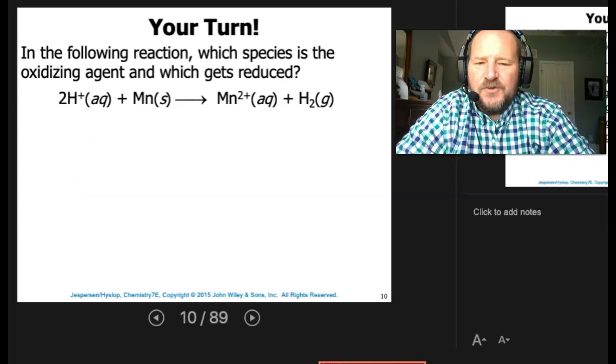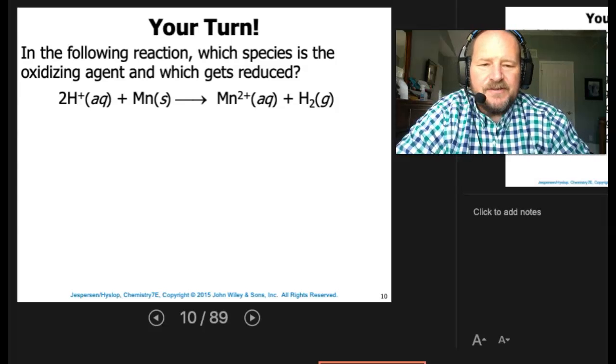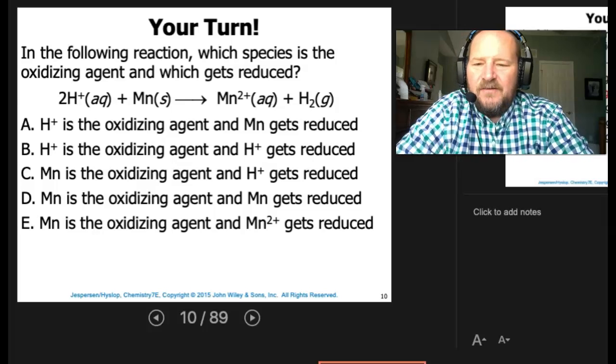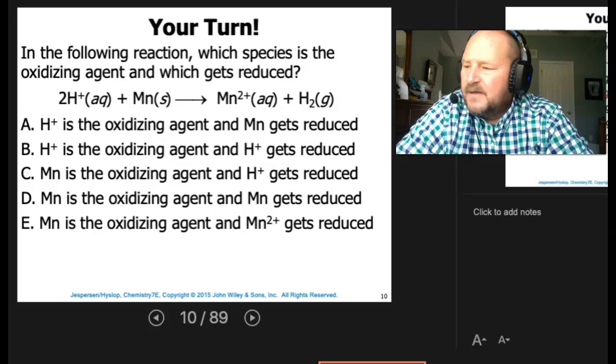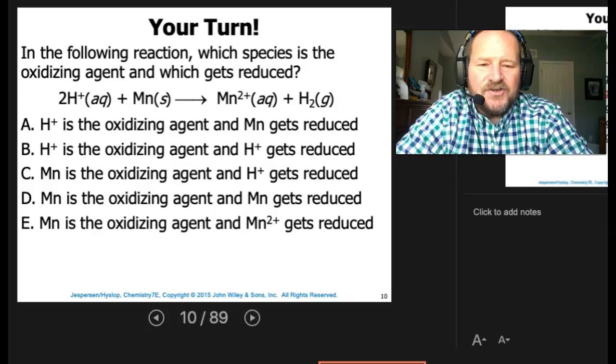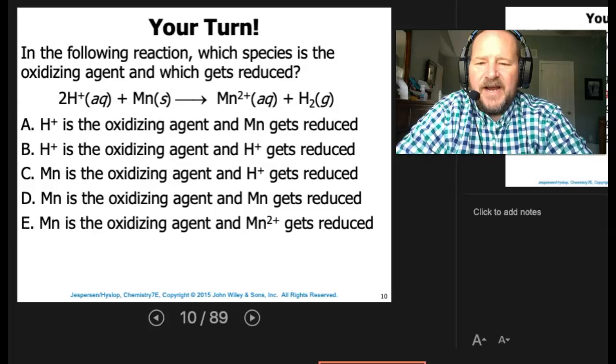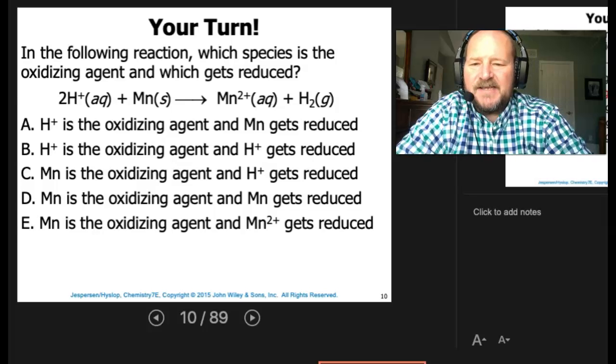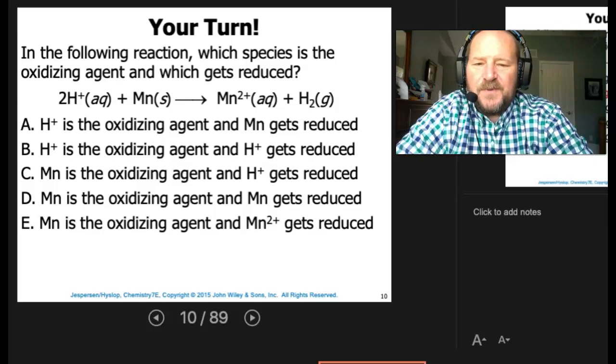In the following reaction, which species is the oxidizing agent and which gets reduced? So now we have hydrogen plus ion reacting with manganese to give us manganese ion and hydrogen gas. In the following reaction, which species is the oxidizing agent and which one is getting reduced? So H plus is going to 0. That's reduced. Manganese is 0 going to +2.